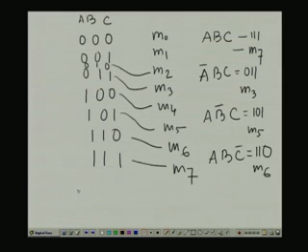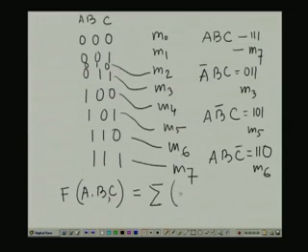So, now we can write in this way that the function is f of ABC, and this is equal to, as this is a sum of min terms, the sum of 3, 5, 6 and 7. So, I can also represent it in this form. So, this is also the sum of min terms form. Now, we see the product of max terms.